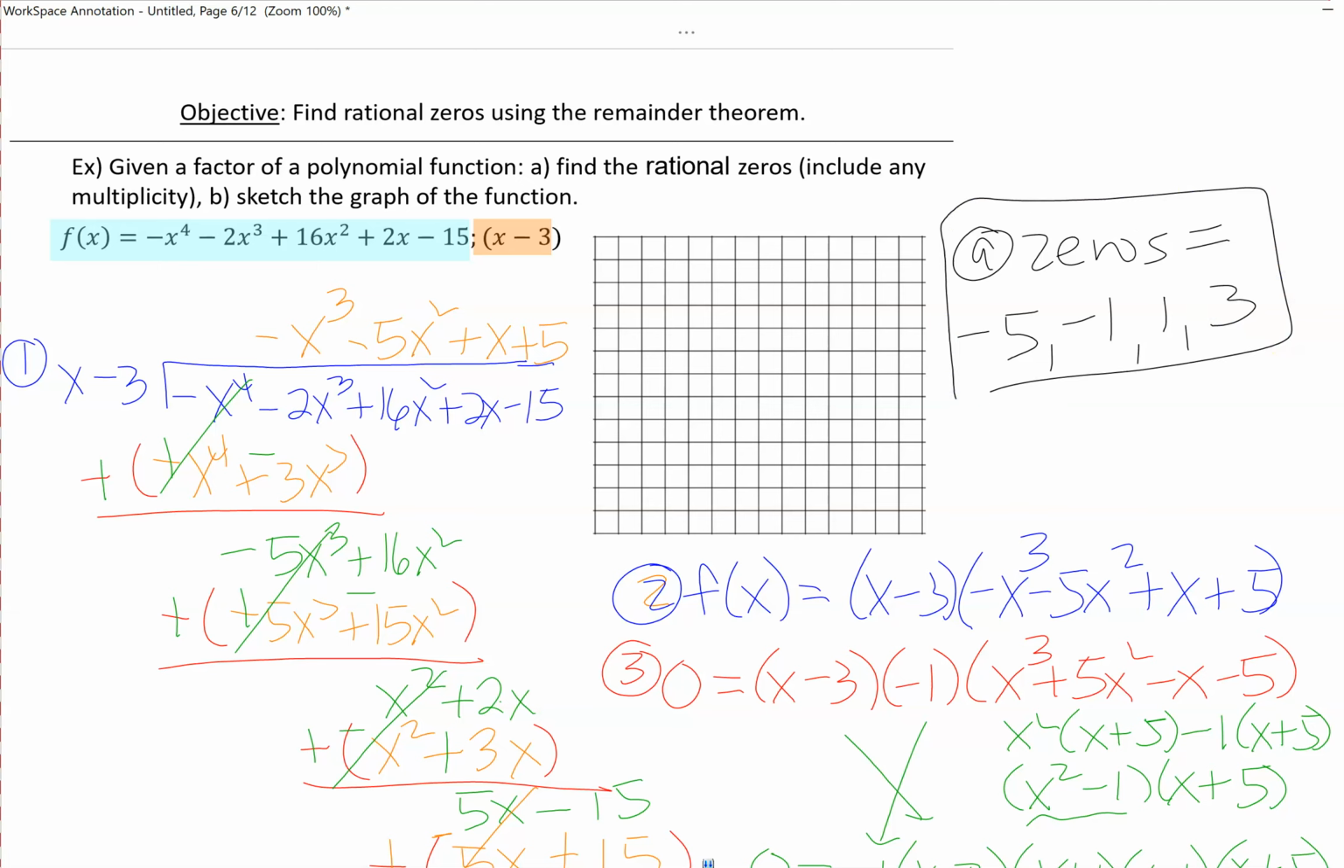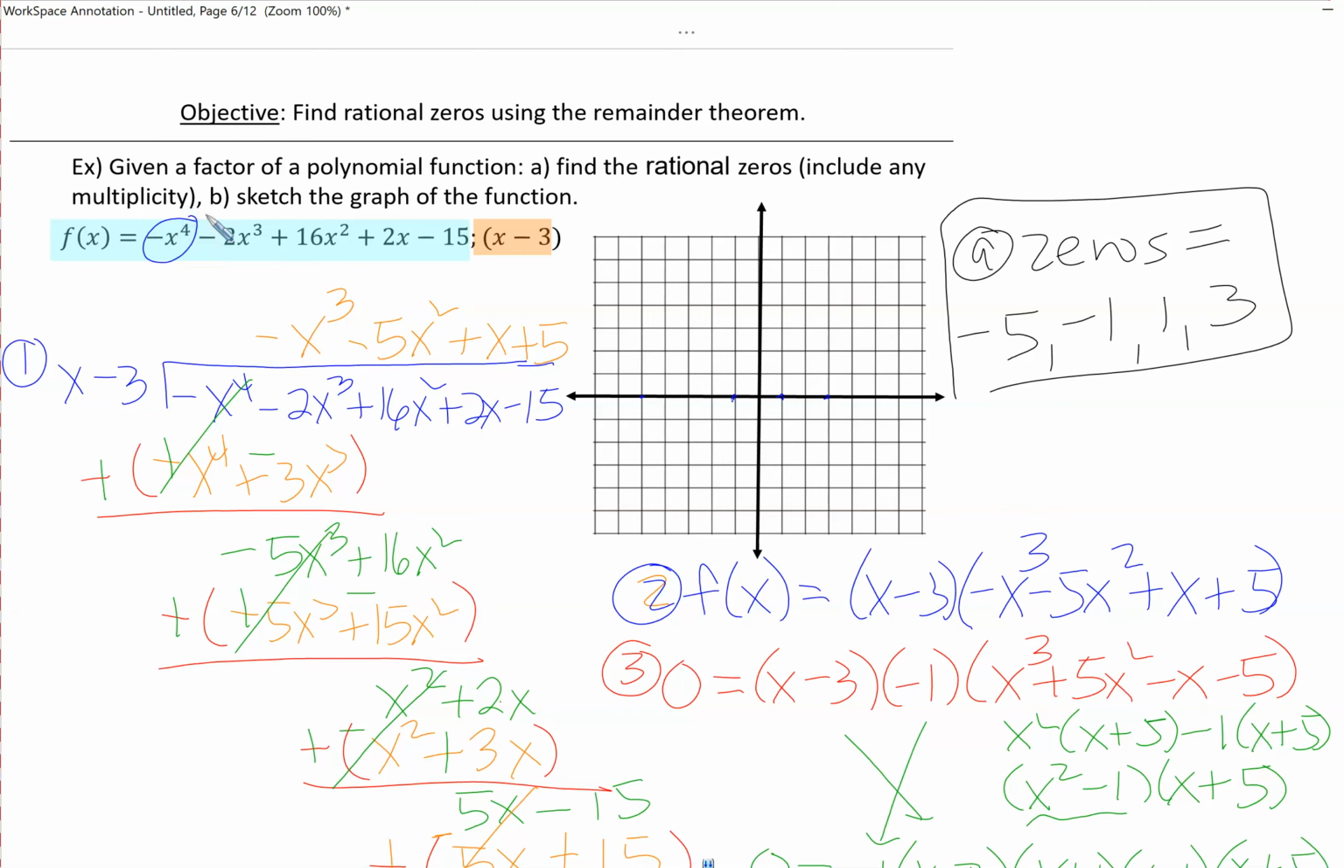And now for our graph. Sketch of our graph with the information that we can get at this point anyways. So no multiplicity, so we've got a 0 at negative 5, and at negative 1, and at positive 1, and at positive 3. So in behavior, we have a first term of negative x to the fourth.